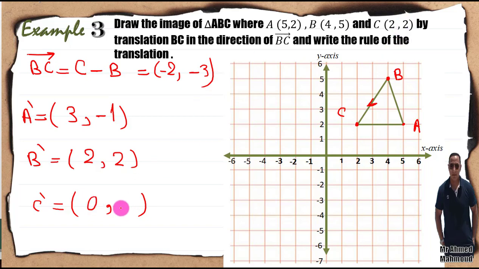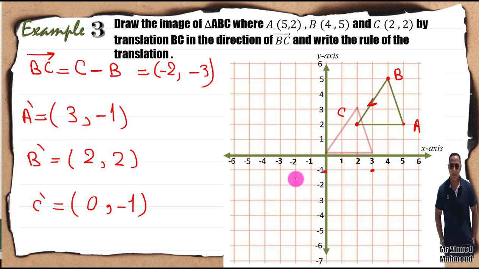2 plus negative 3 equals negative 1. So it is 0 and negative 1. Okay. Now I'm going to connect the 3 points, 3 and negative 1 here, 2 and 2 here. 0 and negative 1 belong to the y-axis, 0 and negative 1 here.